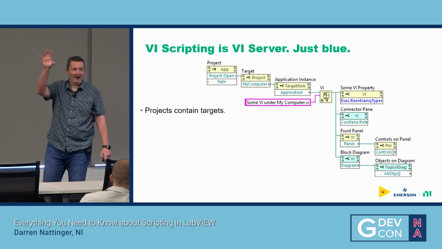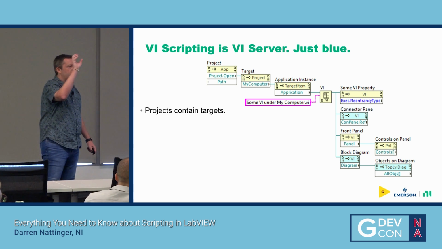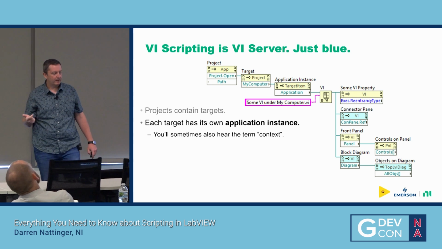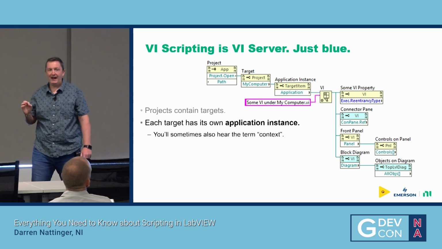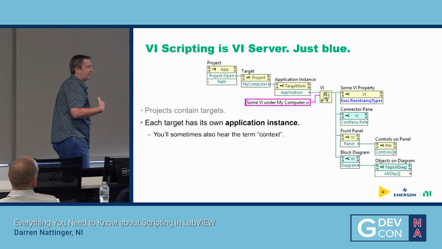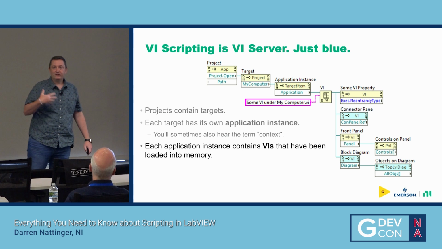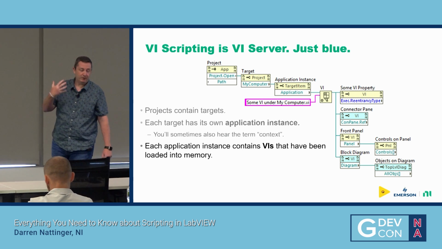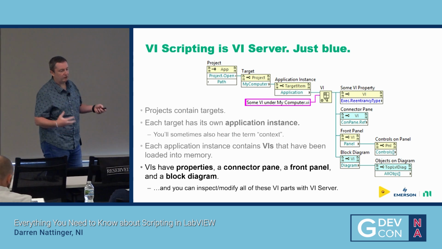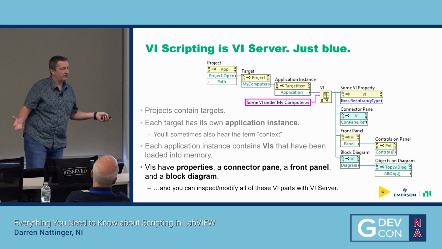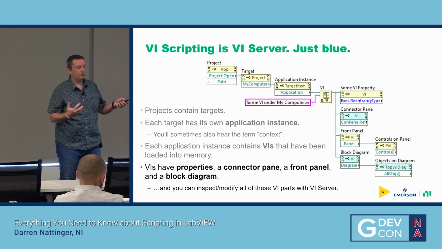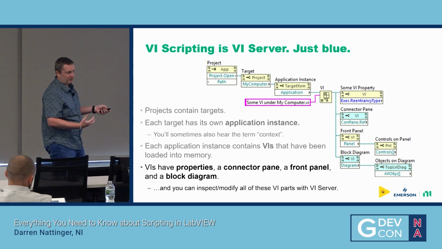Projects. The project is the highest level thing that you can have in LabVIEW. Project has targets in it, like my computer or an RT target or something like that. Each target has something called an application instance. That is basically a memory space where all the VIs in that target can be loaded. Inside the application instances, we have a bunch of VIs. Each VI has properties, a connector pane, a front panel, a block diagram. That's all illustrated in the block diagram code that you see on the slide. We are starting with a project. We're getting the My Computer target. We're getting the application instance of the My Computer target.